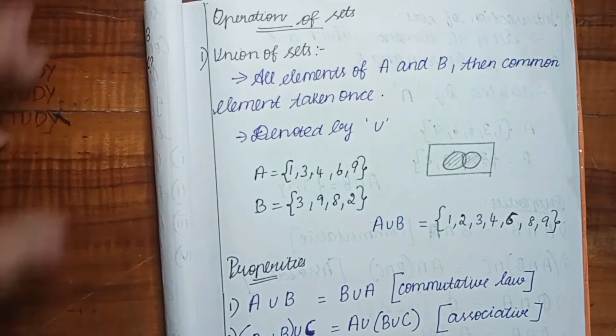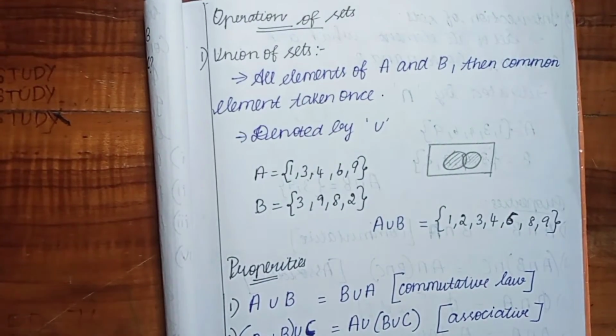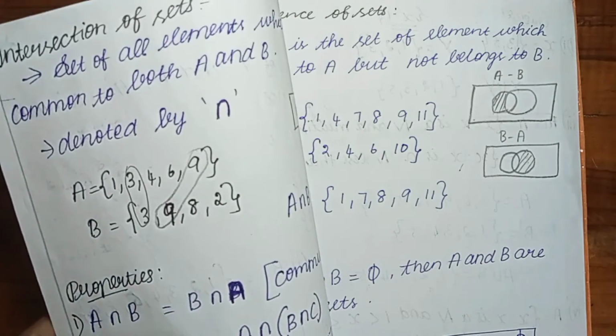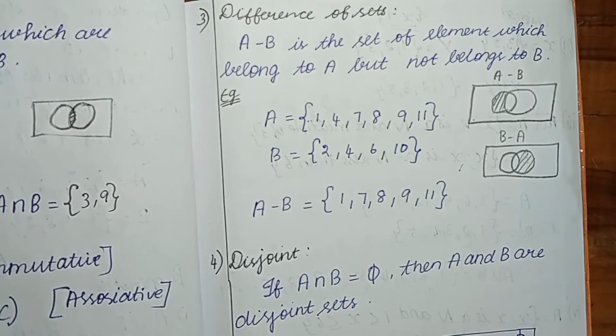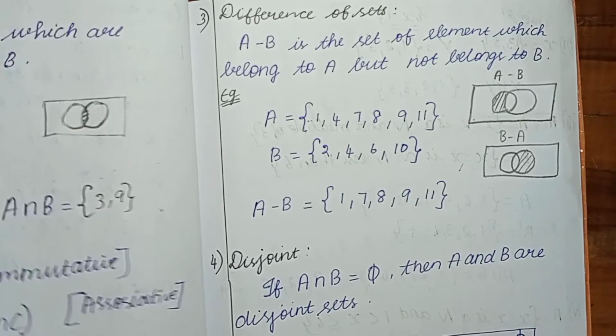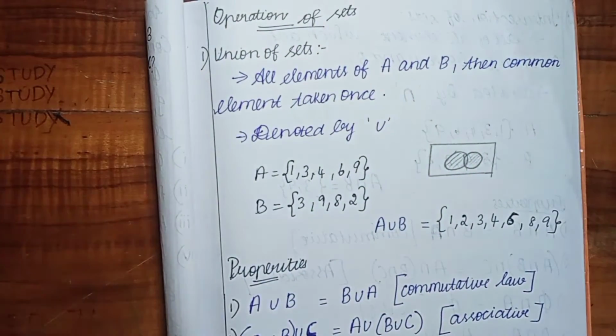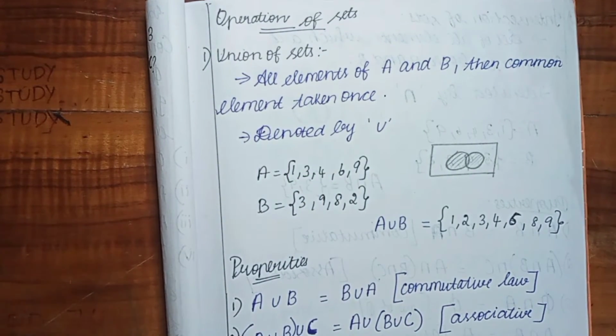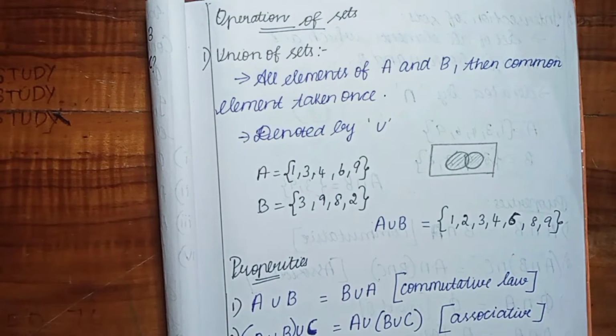Now let's see the operations on sets. There are many operations for sets: union of sets, intersection of sets, difference of sets, disjoint sets, right? There are these kinds of things. Let me give you the content that's here. You can write it down and observe it. You will understand.